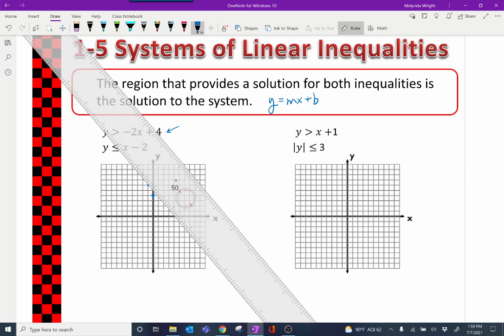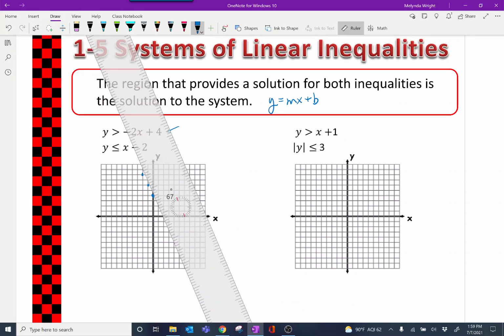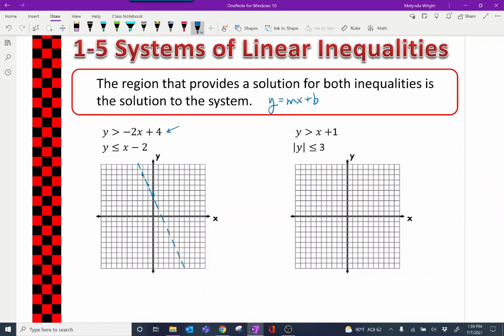Let's get our ruler out. Since this one doesn't have the extra equal sign, this line needs to be dotted. So this one is a dotted line.